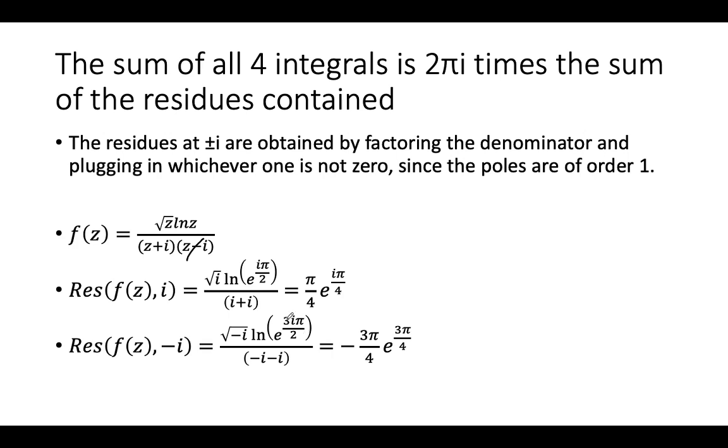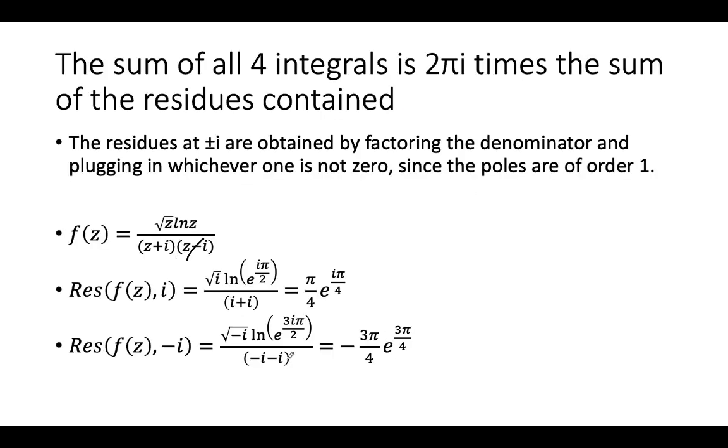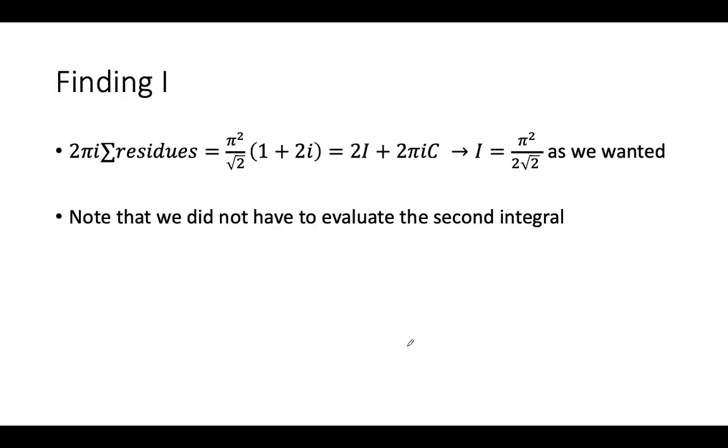And notice that the 3 pi over 2 actually is important, because when we were doing this integral before, we defined this argument as 2 pi i. So we can't use minus pi over 2. We have to use positive 3 pi i over 2. So that's why this is here. And that gives us 3 pi over 4, e to the 3 pi over 4 negative. Notice that the i's are canceling here. This i is going to cancel this i. So 2 pi i times the sum of the residues, therefore, is pi squared over 2, 1 plus 2i.